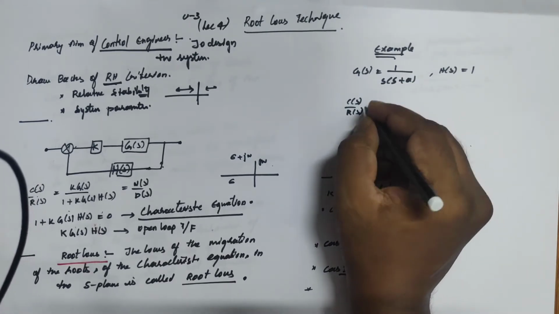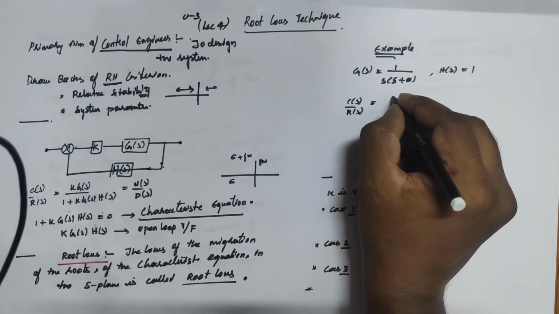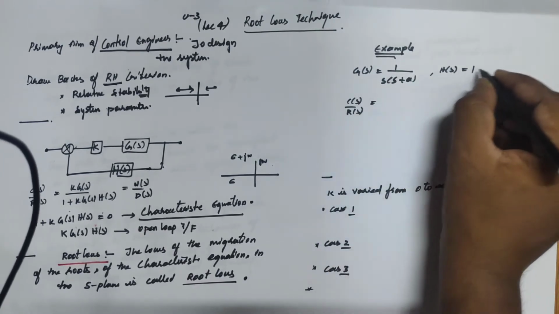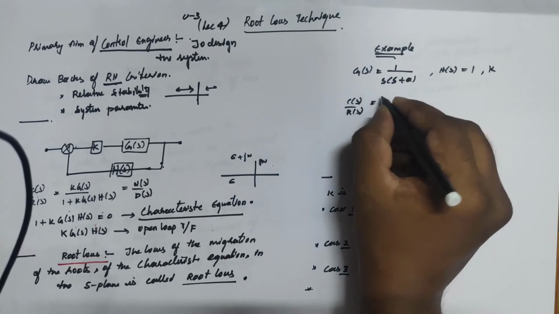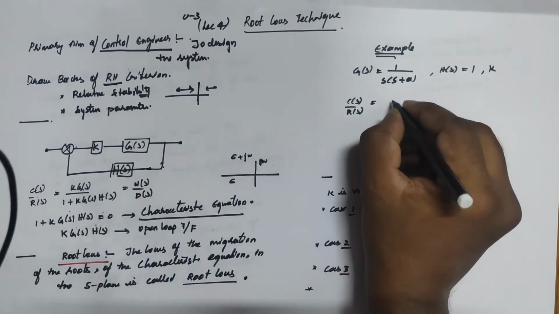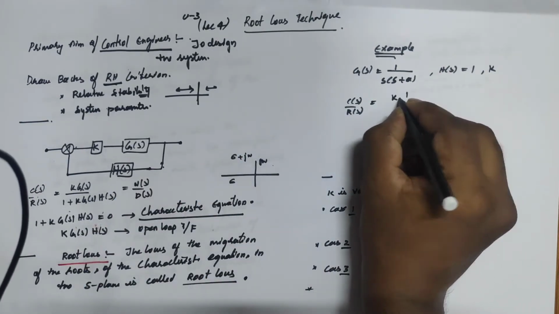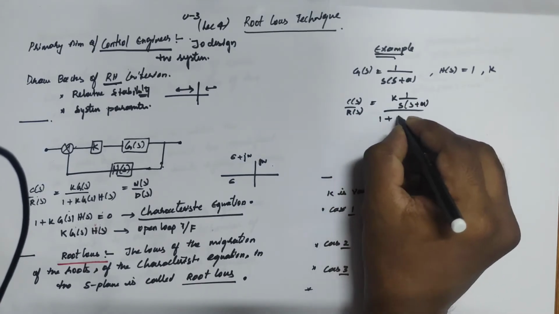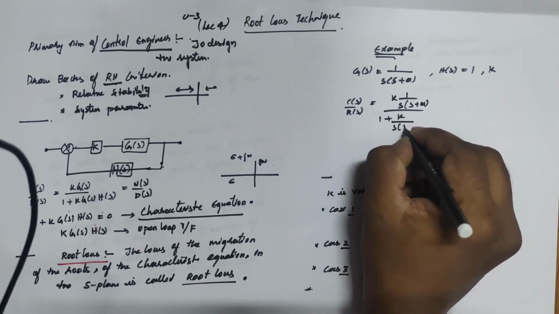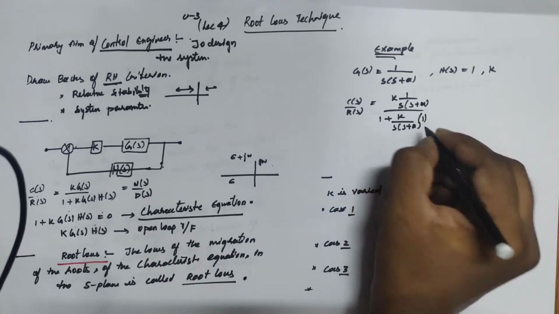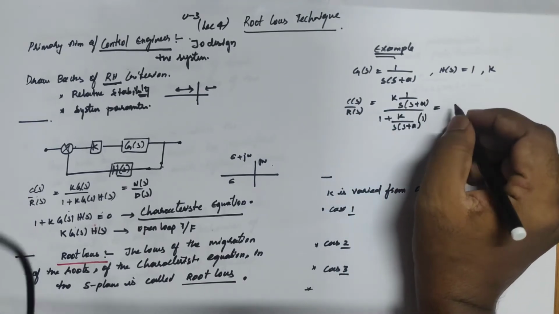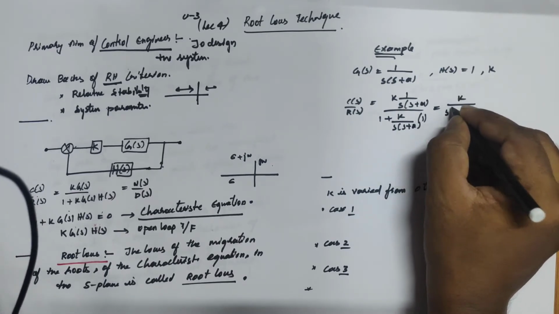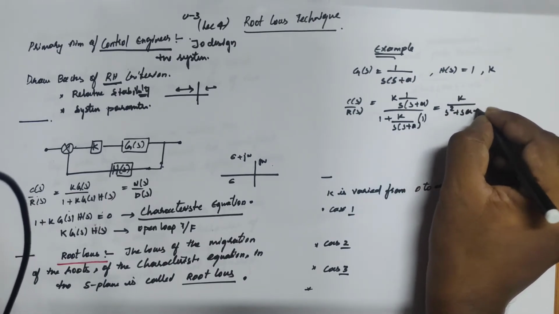So ultimately, what is C by R of s? Let us say the system has a gain k. So k into G of s means 1 by s into (s plus a), divided by 1 plus k into 1 by s into (s plus a), with H of s equal to 1. So this further gives us k by s square plus sa plus k.